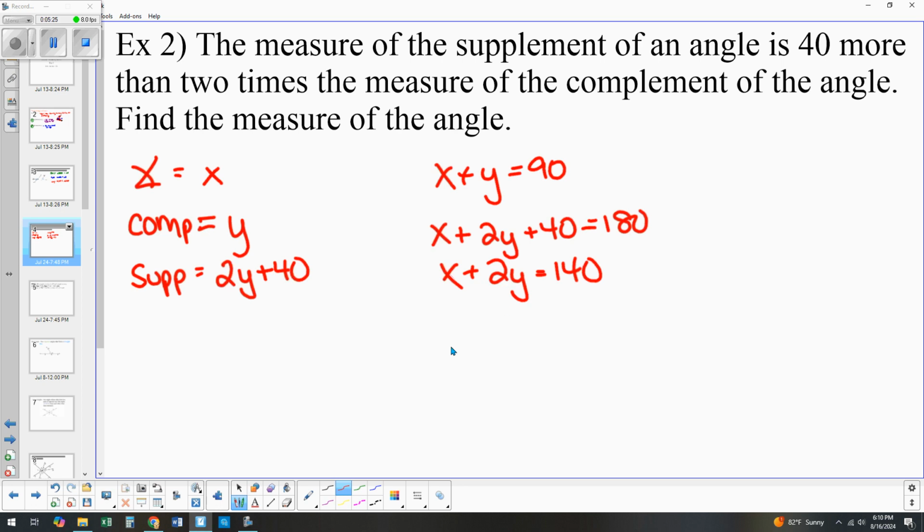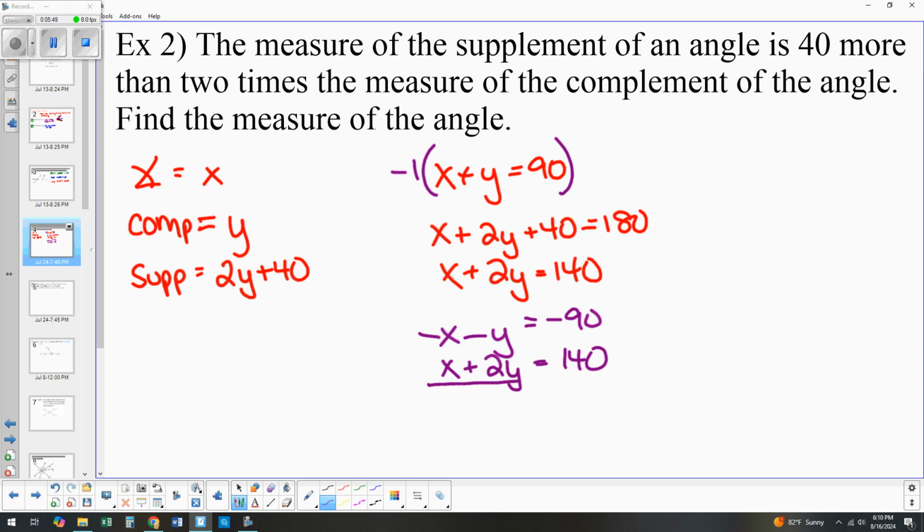And now I have my two equations. Both of them have a plain x in them. So I want the x's to cancel out, which means I'm going to multiply this one by negative 1. So if it's negative x minus y equals negative 90, we're going to multiply everything in these parentheses by the negative 1. And now I'm going to line up my other equation, x plus 2y equals 140. Combining them, as we do in elimination, negative x plus x cancels. Negative y plus 2y is y, and negative 90 plus 140 is 50.